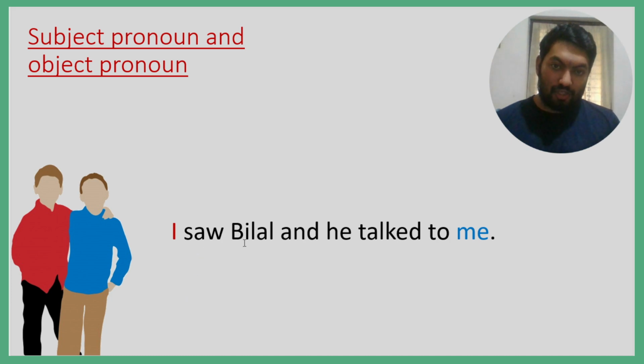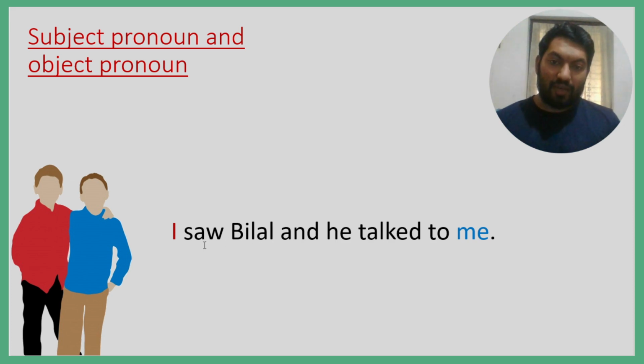I saw Bilal and he talked to me. So here there are two verbs, saw and talked. Who saw? I saw. So here the subject is I. And who was talked to? It is me.